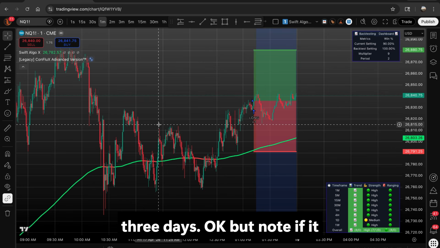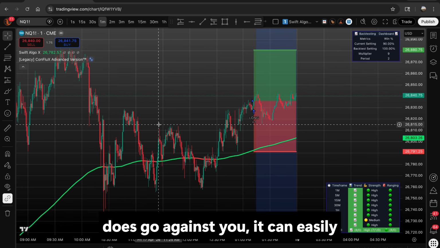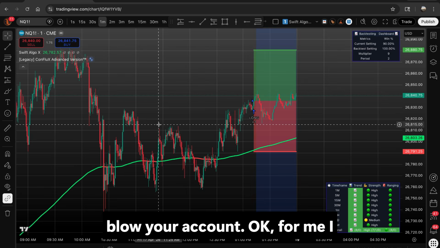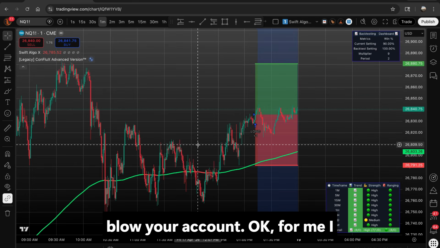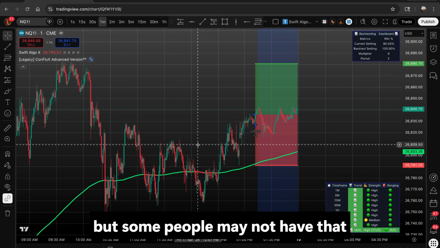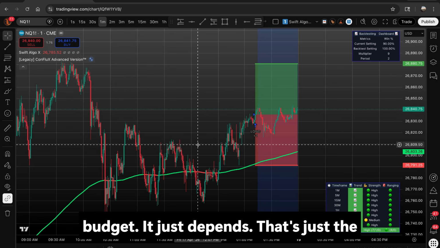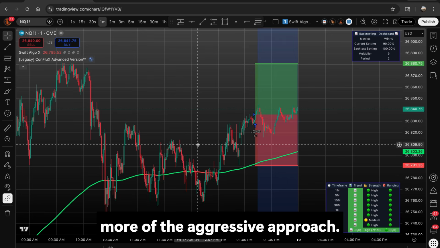Okay, but note, if it does go against you, it can easily blow your account. Okay, for me, I can easily pay for another reset, but some people may not have that budget. It just depends. That's just the more aggressive approach.